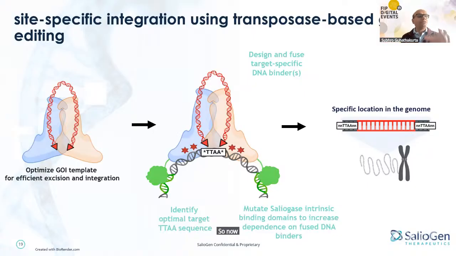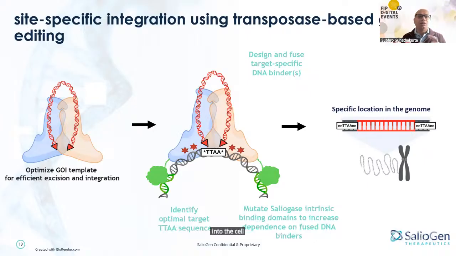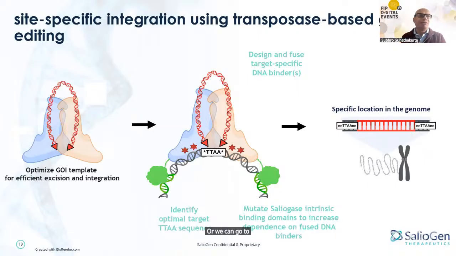So now you have the donor element that you want to introduce, one transposase on the left side fused with the DNA binder, and one on the right side of the target TTA. All those three components can be put together into the cell, and they will bring the cargo to the particular TTA site that we want. By doing that, we can go either to a genomic safe harbor site, or we can go to the native locus where the faulty gene is, where it will have the expression that the gene should have if it were functional. Okay, so this is how we achieve targeted integration.